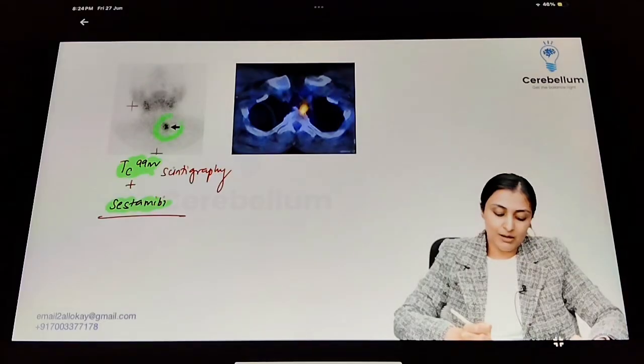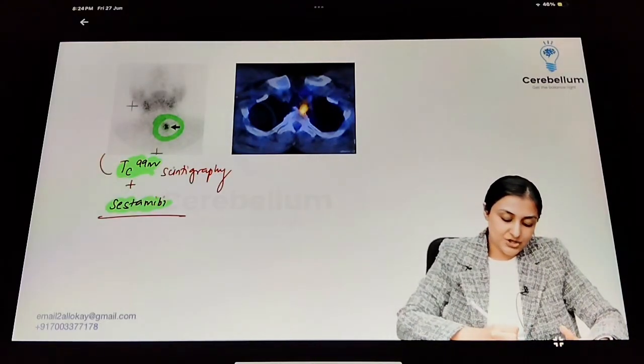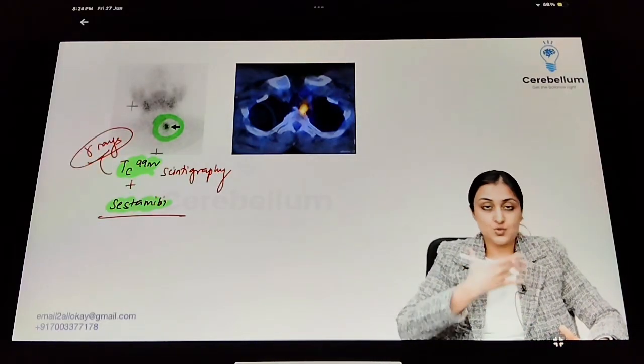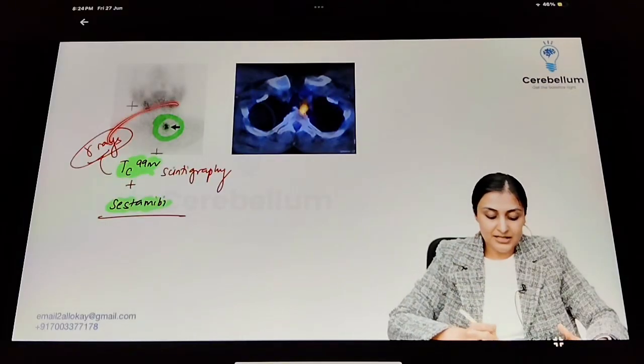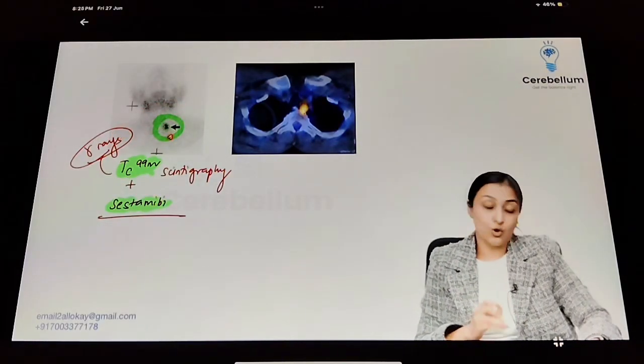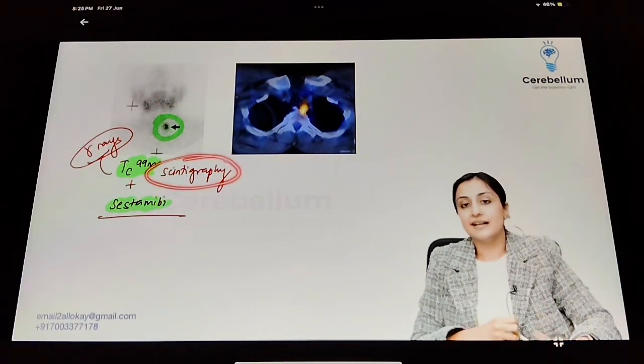Wherever there is parathyroid adenoma, both of these are going to bind to it, and the technetium is then going to emit gamma rays. So that is what my gamma camera will detect. If there are gamma rays being emitted here, they will be detected as this hotspot. So such a study is called a scintigraphy study.